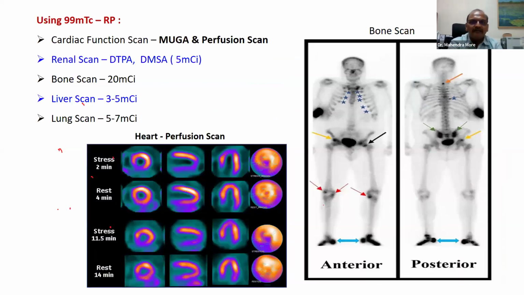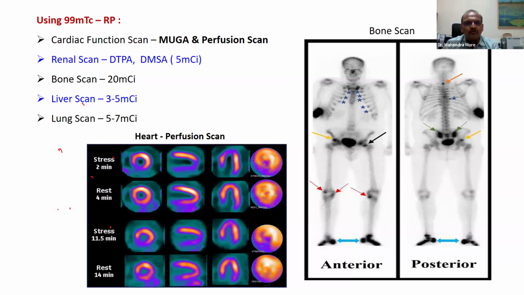So if you see this image, one is of the bone scan, as I told you, the whole body. With a single injection, you can have the whole body imaging. Okay, and this is a heart perfusion study. The myocardial perfusion can be studied using the particular isotope.